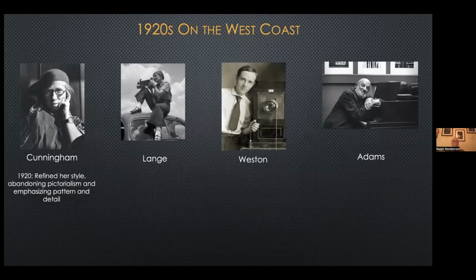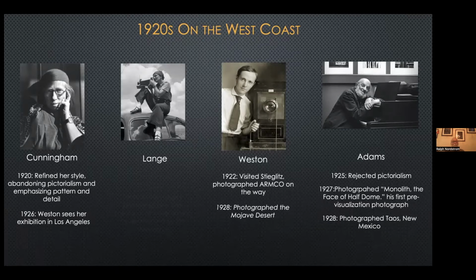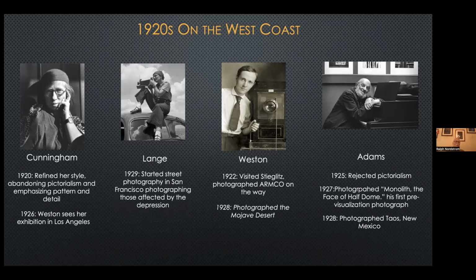And on the West Coast, let's see, Cunningham is always refining her style, but Weston sees one of her flower pictures. See, she was confined to her house raising her kids for a long time. So what did she do? She photographed the flowers in her backyard. One of them was on exhibition in Los Angeles when Edward Weston saw it, and he was just blown away. And he immediately wrote her a letter, and they immediately became friends.